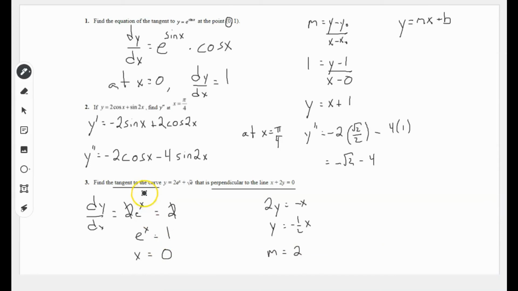We still need to find the y coordinate. So what we're going to do is take that x coordinate and put it back into the original function to figure out what the y coordinate is. So we have y equals 2e to the x, which is 0, plus the square root of e. So when we do that, e to the 0 is just 1, so we're just left with 2 plus the root of e. So our tangent occurs at the point (0, 2 plus root e).